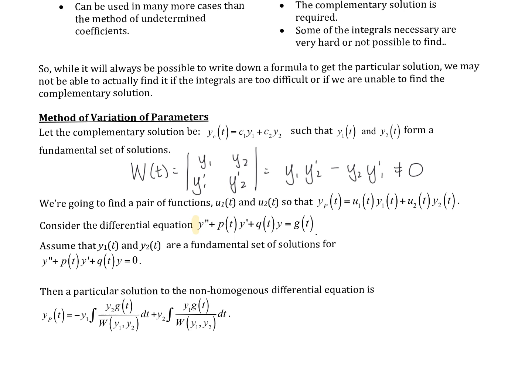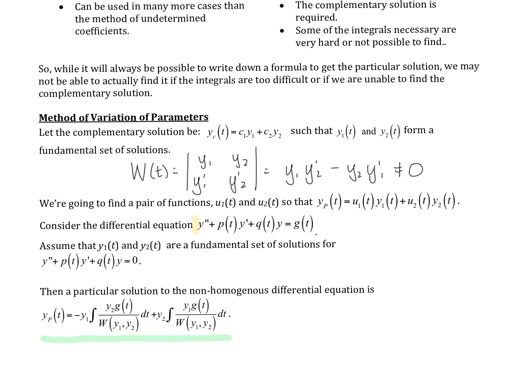Okay, so if we assume that it is in fact a fundamental set, then if I go to solve for that particular solution, we know that it can be written in this form. It says y, the particular solution, would be the opposite of y1 times the integral of y2 times g of t, that non-homogeneous part, the function that the differential equation equals, divided by the Wronskian.